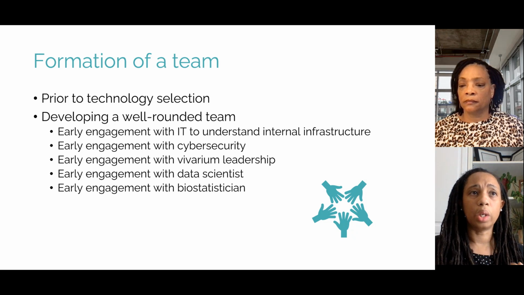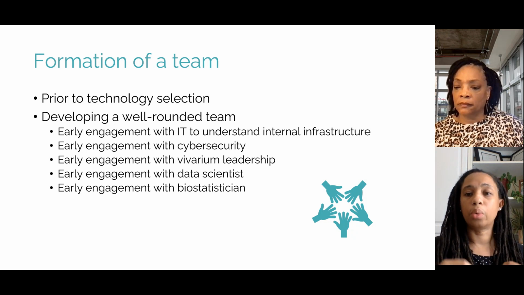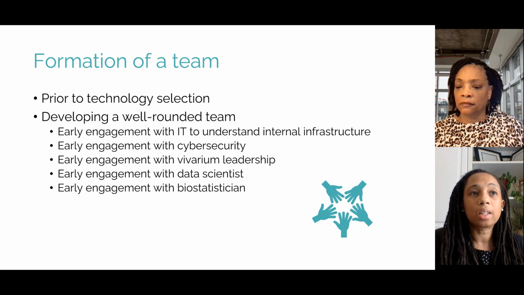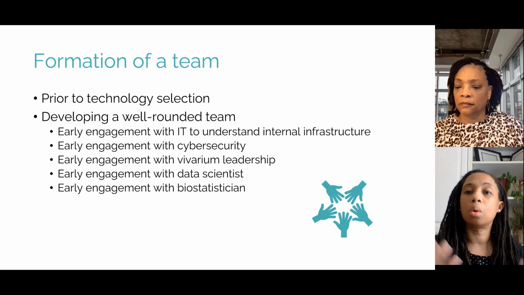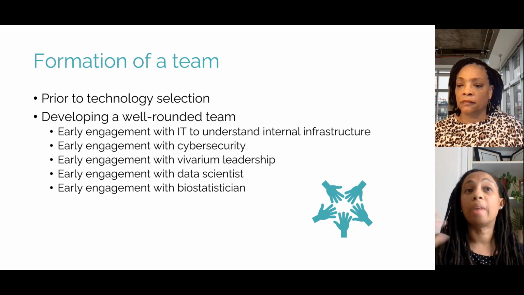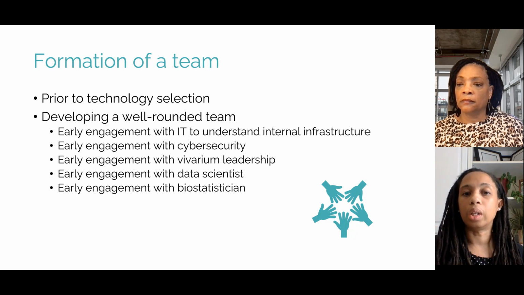Some of the basic things that we worked through with IT: we wanted to know, do we actually have the ability to host this tech within our institute? Do we have the infrastructure? We needed a person on our team. Jennifer is wonderfully our person for that, helping us understand better what we can do.